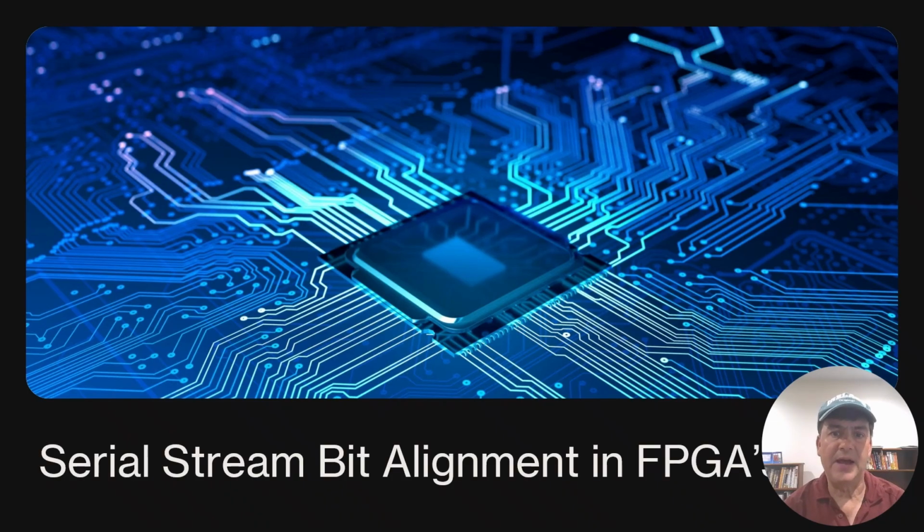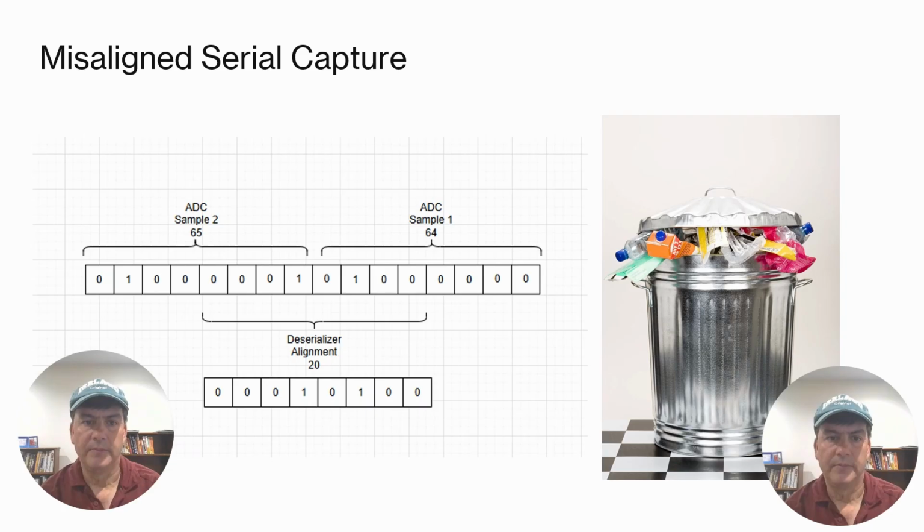Serial stream bit alignment in FPGAs. The alignment problem. Let's start by looking at the alignment problem that often arises when interfacing ADCs to FPGAs. The issue is simple. If there's a serial data stream coming from an ADC and it's captured by a deserializer into a parallel register, how does the deserializer know where the beginning of each data word is? If the ADC outputs 8-bit words, the deserializer might capture 4 bits from one word and 4 bits from the next, resulting in garbage data in the parallel register.